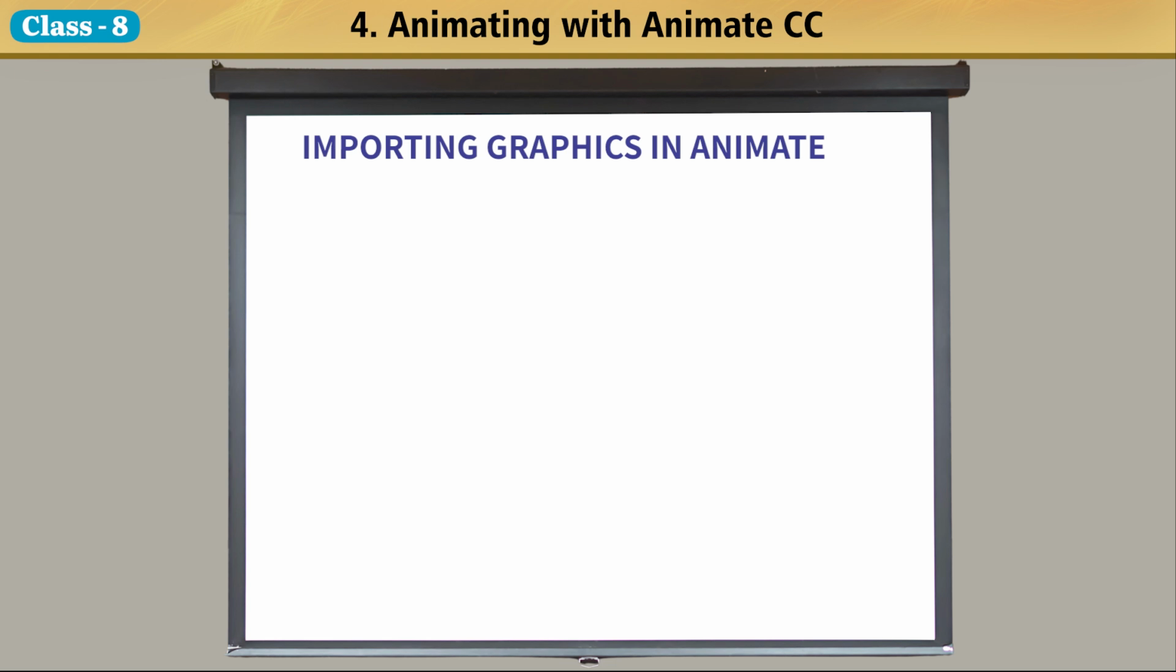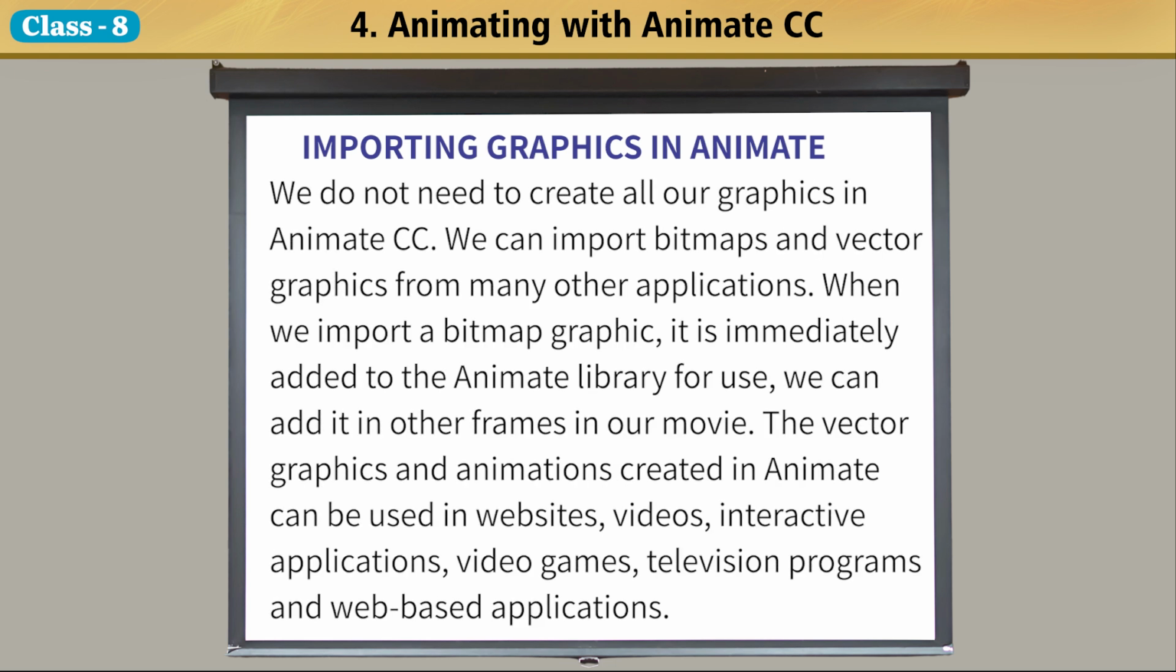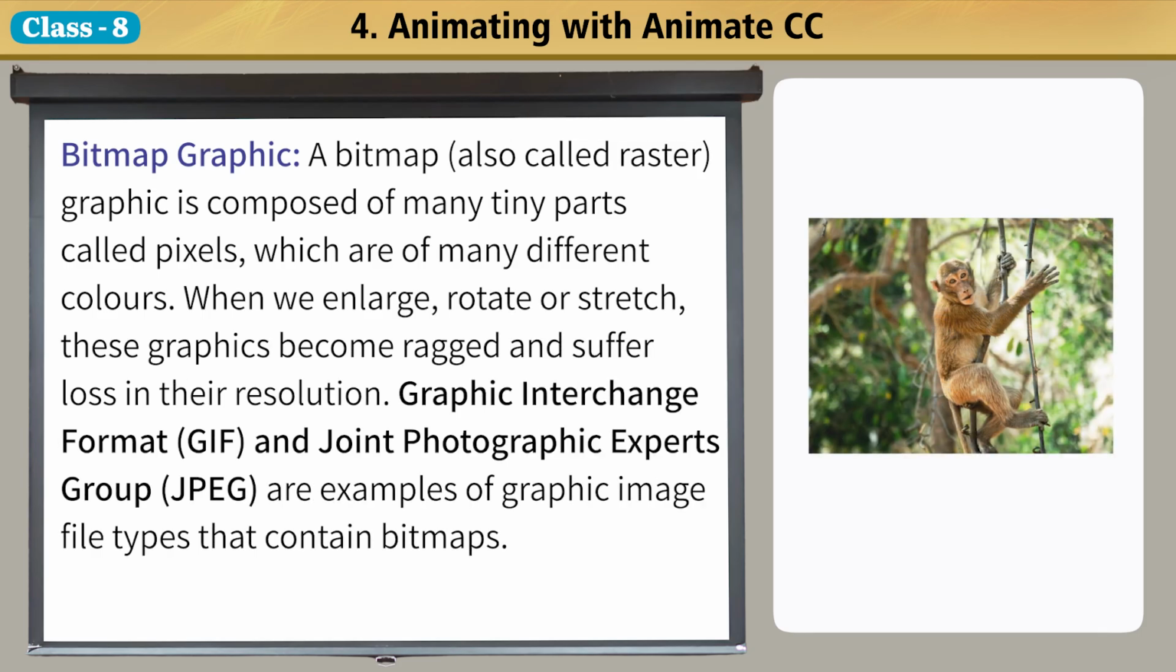Importing graphics in Animate. We do not need to create all our graphics in Animate CC. We can import bitmaps and vector graphics from many other applications. When we import a bitmap graphic, it is immediately added to the Animate library for use. We can add it in other frames in our movie. The vector graphics and animations created in Animate can be used in websites, videos, interactive applications, video games, television programs, and web-based applications.